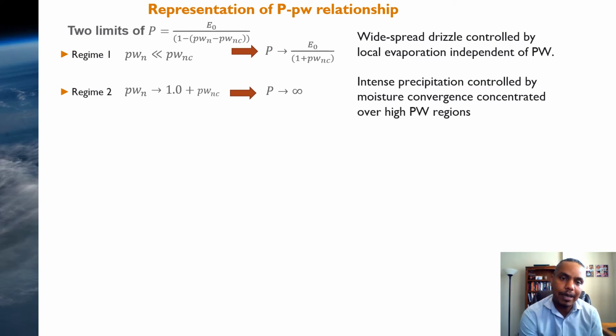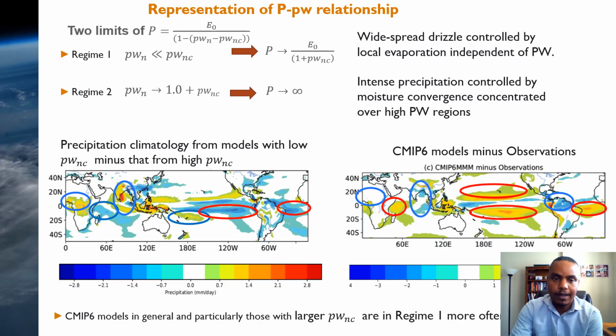When you look at the behavior of the models with high and low critical normalized value, you see that this behavior explains much of the biases in these models. The models that have high critical normalized precipitable water tend to contribute more than their share to the model biases. So that brings us to the question, what is this critical normalized precipitable water?